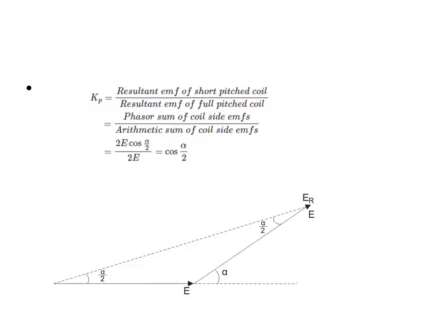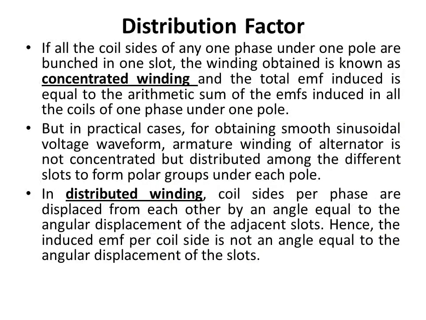So what do you mean by Kp? It is a pitch factor or coil span factor. It is a ratio of EMF generated in the short pitch coil to the EMF generated in the full pitch coil. And one more parameter is the distribution factor.